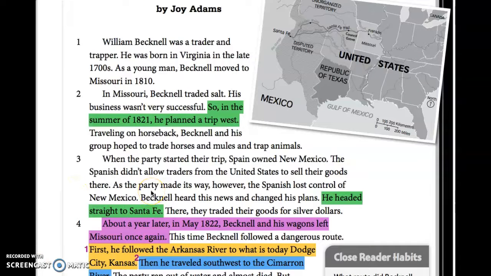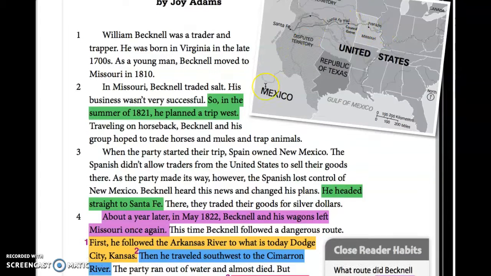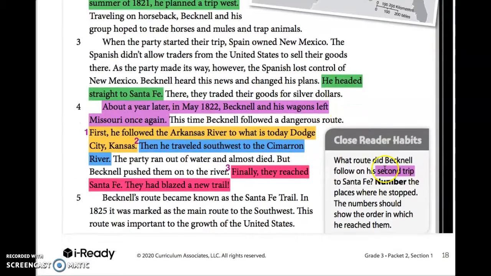All right, so I went back to reread this to make sure that I didn't miss any sequencing. So at the beginning, in the summer of 1821, he planned a trip west. He headed straight to Santa Fe. So if you notice, he planned his trip and headed straight to Santa Fe. That was his first trip. And remember, in this question, we're paying attention to his second trip. And here we go. About a year later, in May of 1822, Becknell and his wagons left Missouri once again. That means for the second time.